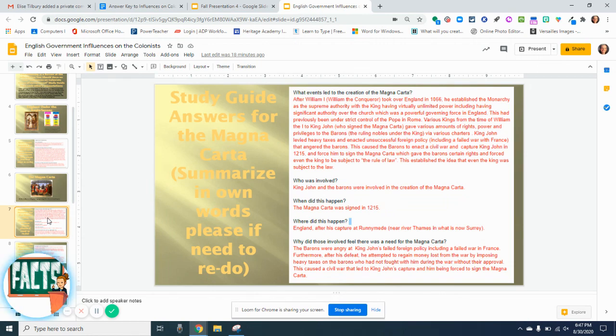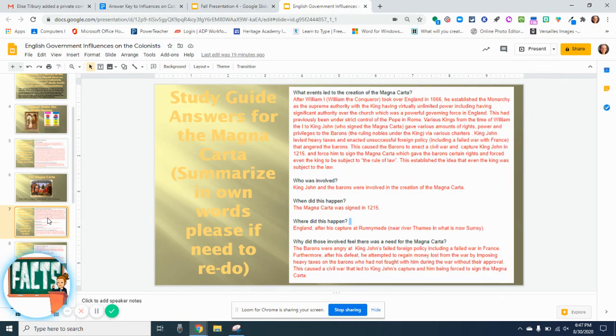So this caused the barons to enact a civil war and capture King John in 1215 and force him to sign the Magna Carta, which gave the barons certain rights and forced even the king to be subject to the rule of law. And this idea of the rule of law is the idea that the law is over everyone, including the king. There is no one person, no one group of people that is above the law, and it is a big idea in our form of government today.